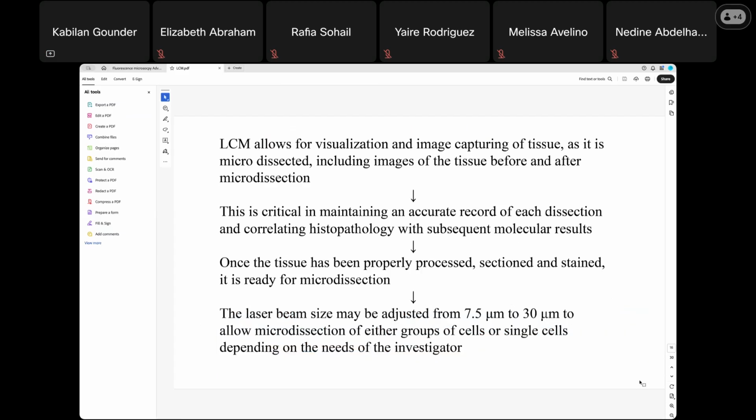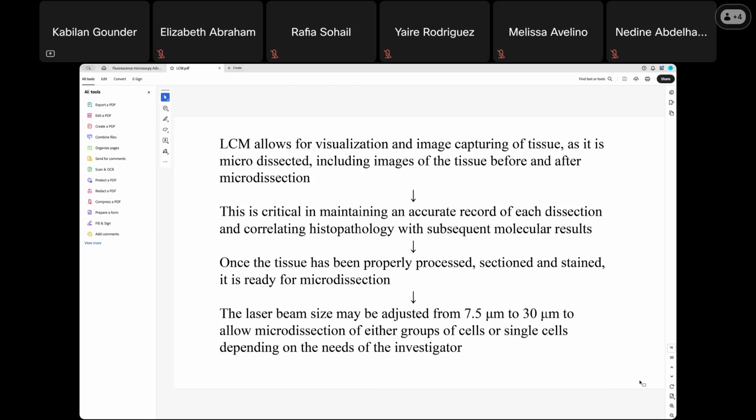So the LCM allows for visualization and the image capturing of tissue as it is microdissected, including images of the tissue before and after microdissection. The advantage of this is we have a monitor that first you can photograph where you are going to isolate, or which cell you are going to isolate. You take a photograph, and then after you isolate the cells, you can take another photograph. So now you have before and after you isolated the cells.